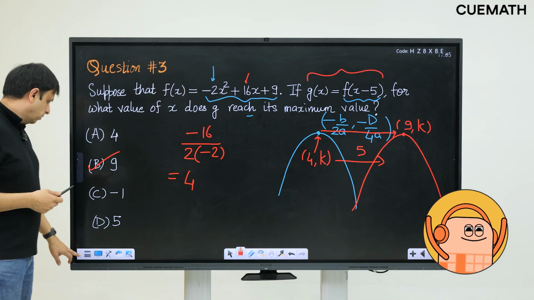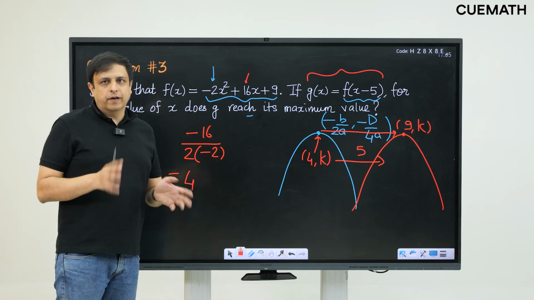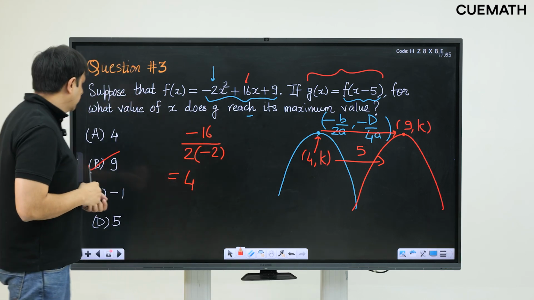So, that is it, that is all you had to do. Just imagine the quadratic moving rightward and then finding out where the vertex would move to.